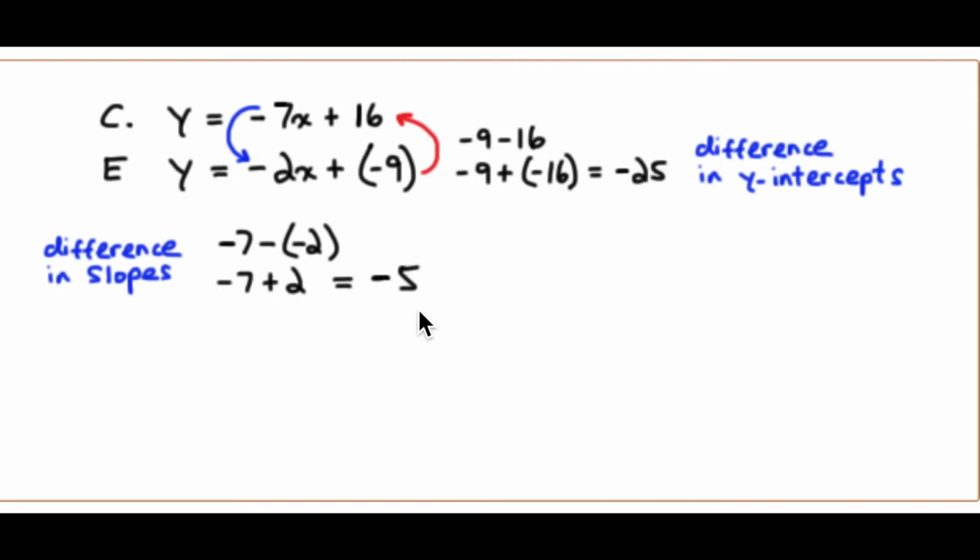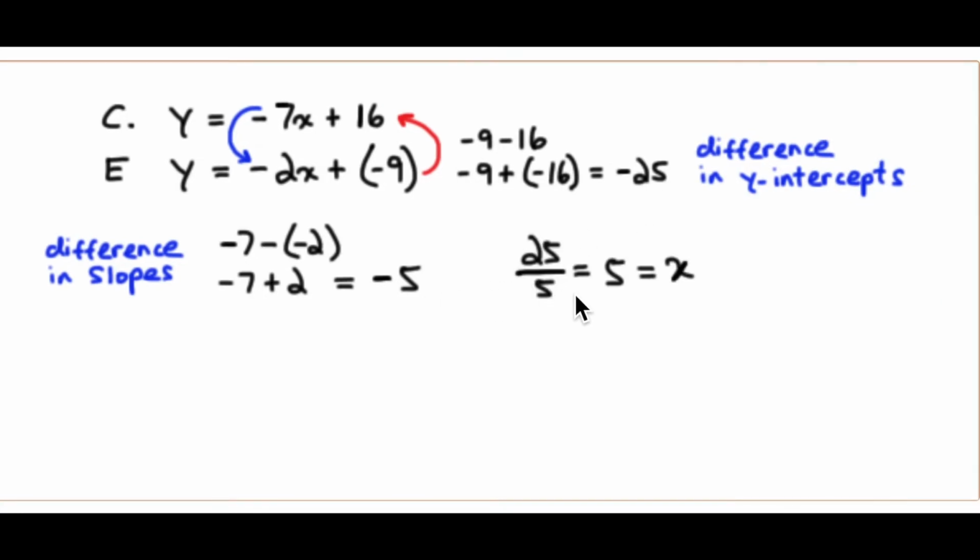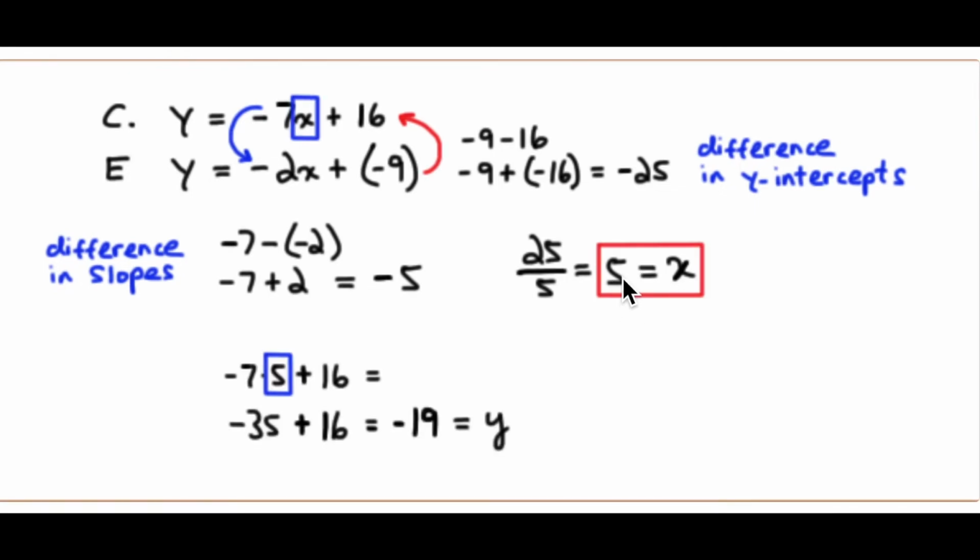So you take out -5 units from this -25 for each unit along the x-axis. So how many times can you do that? That's this -25 divided by -5. And so x is equal to 5. And just take that value of 5, plug it back into either of these equations. So -7 times 5 is -35, plus 16 is equal to -19, which is y.